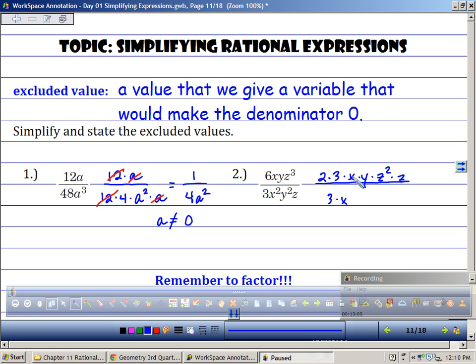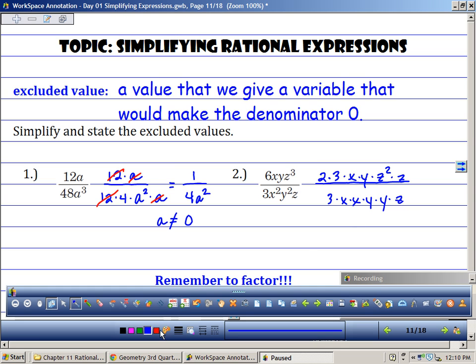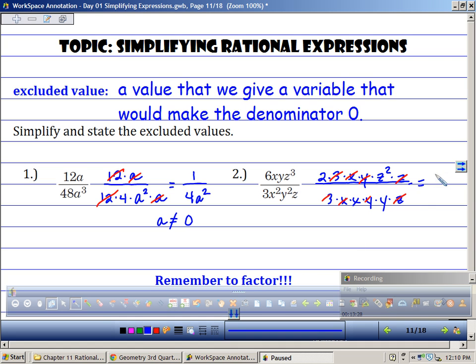Okay, I've got an x in the numerator, so let's break up that x squared. So how would I break up x squared? Good. Keep going. Good. Perfect. So my 3's cancel, my x's cancel, my y's cancel, a couple of these cancel. What's remaining? Over xy. All right, what are my excluded values on this one?